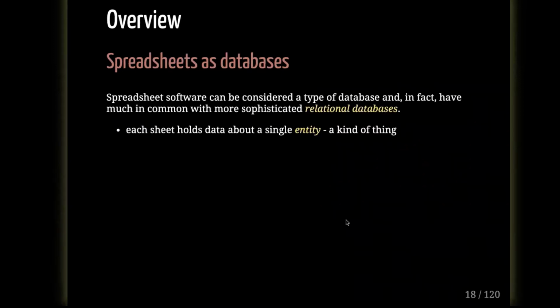Each sheet in a spreadsheet holds data about a single entity. An entity is a kind of thing that you want to store data about. So if I was making a database or a spreadsheet that contains student information, my entity about which I'm storing information would be student. Each record, or each row in my spreadsheet, would be about one student. So student would be the entity about which I'm storing data.